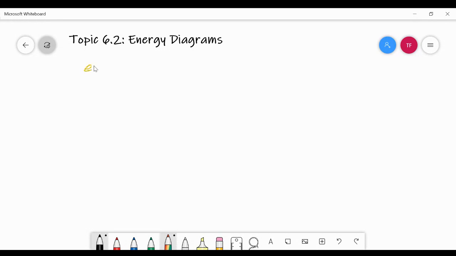So let's first start with an exothermic reaction. I'm using the rainbow pen. I don't use it very often. My wife said that it's silly, but personally, I like the rainbow pen, so I'm going to use it.